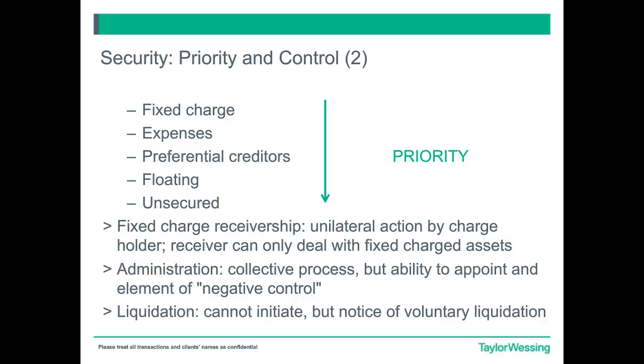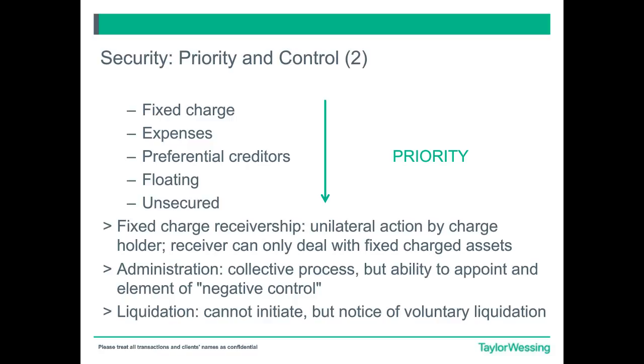How would you go about enforcing your security? Well, your options are likely to be either through the appointment of a fixed charge receiver, the advantage being that that receiver is appointed by you, acts for you in realising assets covered by the fixed charge, and then accounts to you for the proceeds of those assets. That is the advantage of fixed charge receivership. The disadvantage is that it's quite limited in scope. The receiver can only deal with fixed charge assets, is not in charge of the company as a whole, just certain assets, and therefore can't require the consent or cooperation of the directors.